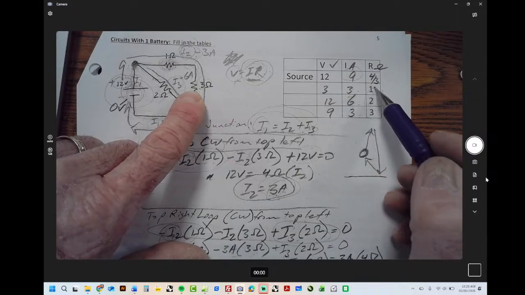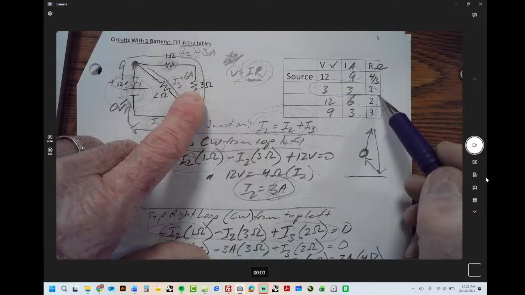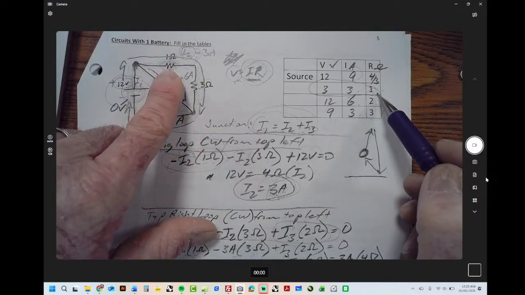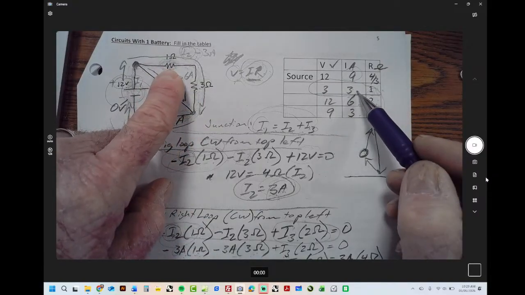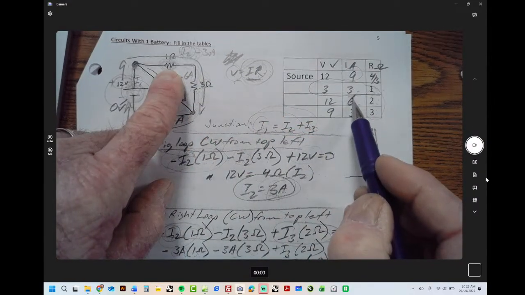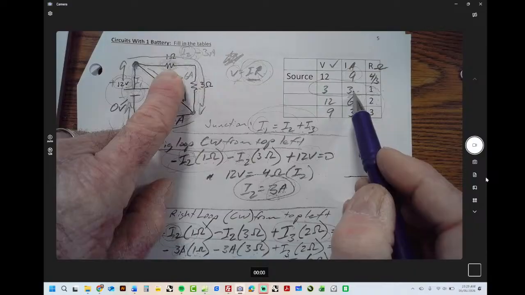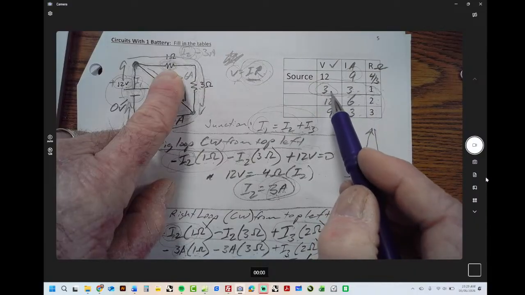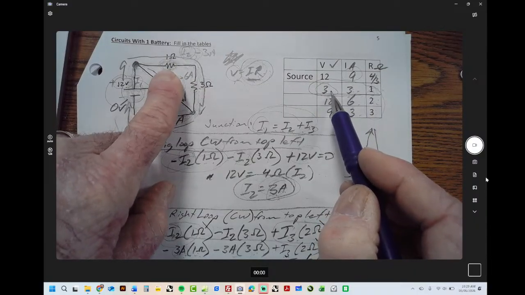So I'll just focus on this line. For the 1 ohm resistor, which is that one right there, the current going through it is 3 amps. It's I2. And voltage equals current times resistance, so 3 times 1 is 3. This is how much voltage the 1 ohm resistor gets.